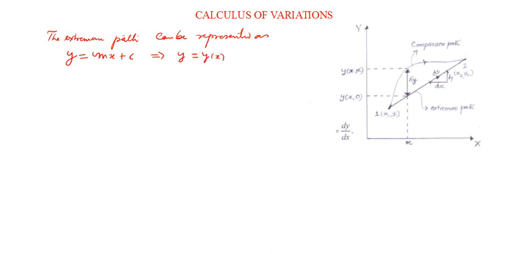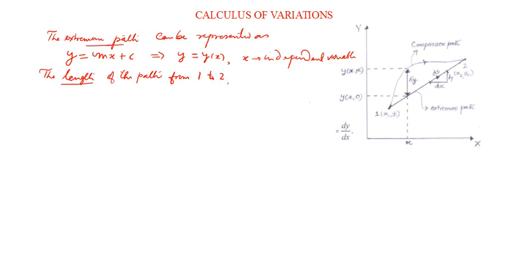Here x is the independent variable. So be careful about all these assumptions that will be relevant later in our discussion. So x is the independent variable, right? Now what we are interested in is the shortest path or extremum path. This is the equation of the path. So we are interested in the length of the path, the length of the path connecting 1 to 2. I'm considering the extremum path first. So how do we find out the length of the path?